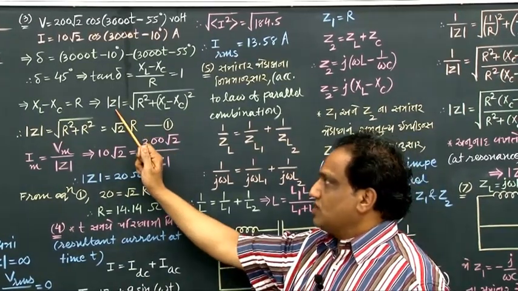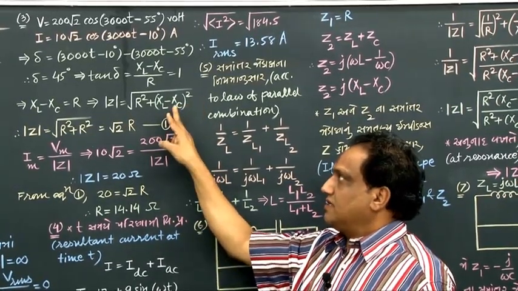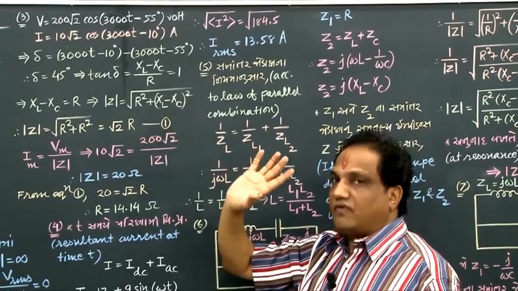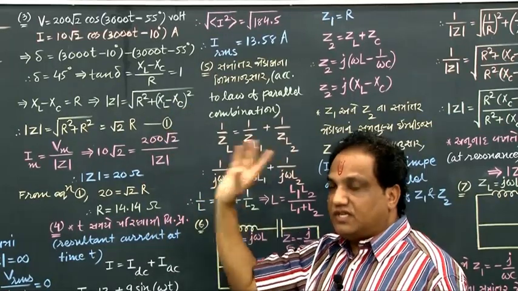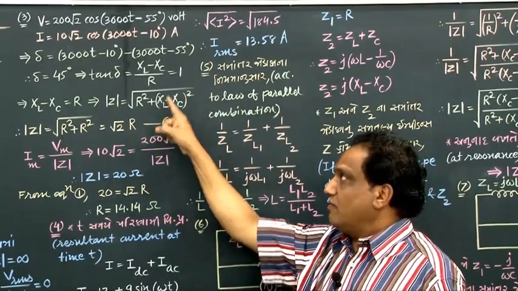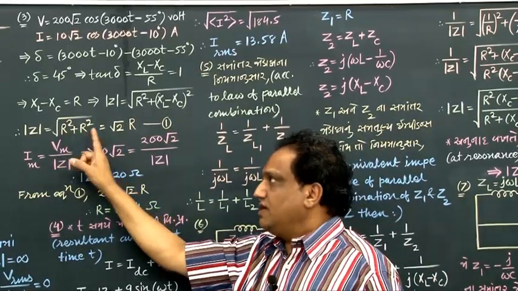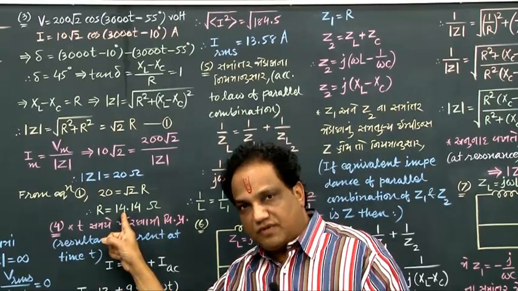And in the formula of mod Z, whether you write XL minus XC or you write XC minus XL, it makes no difference, correct? Ultimately the square will be positive. So whether it is XC minus XL or XL minus XC, whether it is plus R or minus R, ultimately you will get under root of R square plus R square only. So that is root 2 into R. So the final answer will remain the same, correct?